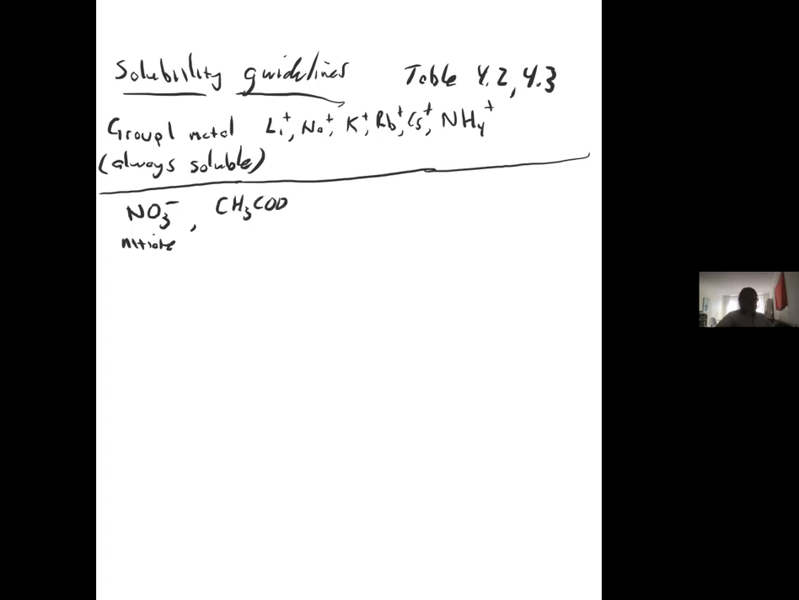CH3COO minus, which is acetate. And is it just those two? Yeah, nitrate and acetate, right? So these ones are always soluble. Now, when we say something is always soluble, what that means really is that you can't form a precipitate from it. So if it has that ion, it will not be a precipitate because it just is always soluble. It always dissolves, right? So the goal of this problem is to find the precipitate.